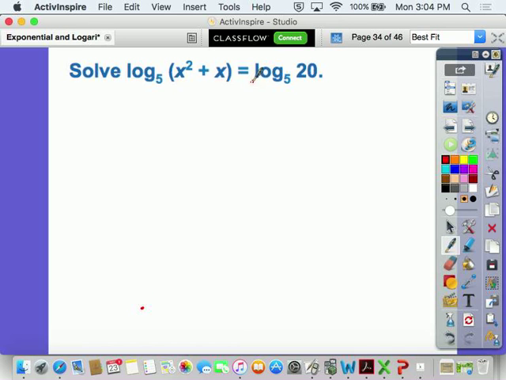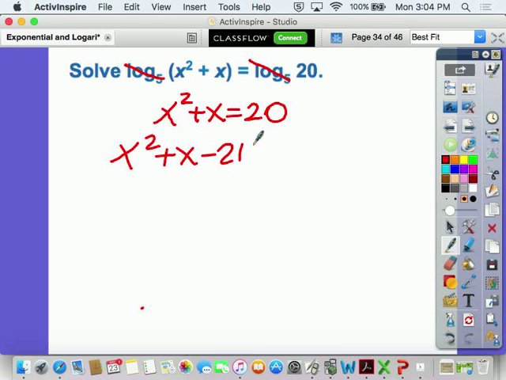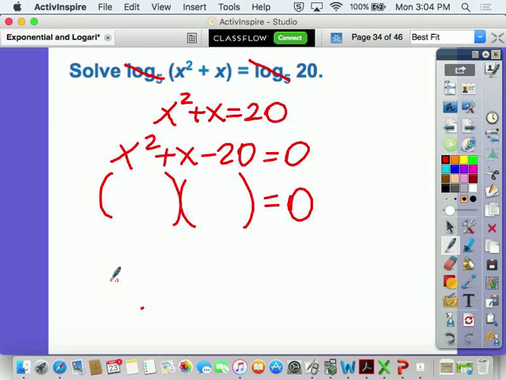I have one log on both sides with the same base, so the logs can cancel out, and I'm left with x squared plus x equals 20. Subtract the 20 and factor. Yes, subtract the 20 over and factor. We would recognize that. How do these factor? Positive 5 and negative 4.